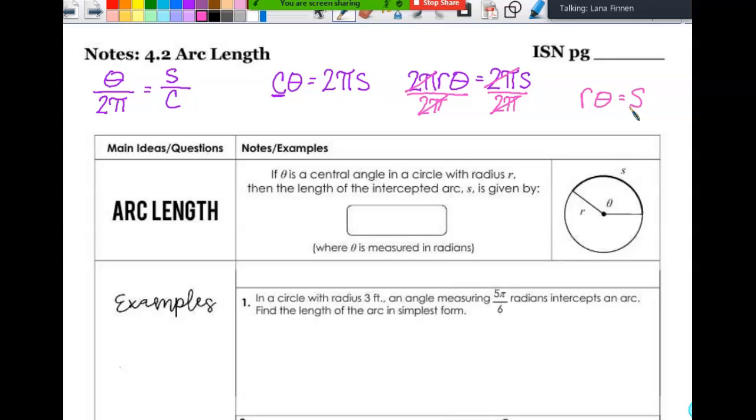So it says if theta is a central angle, so central angle means the vertex is at the center of the circle, so if theta is a central angle in a circle with radius r, then the length of the intercepted arc s, this arc right here, is given by s equals r theta. The important part here is where theta is measured in radians. So if it's not in radians, I don't get to use r theta. It's fairly simple.